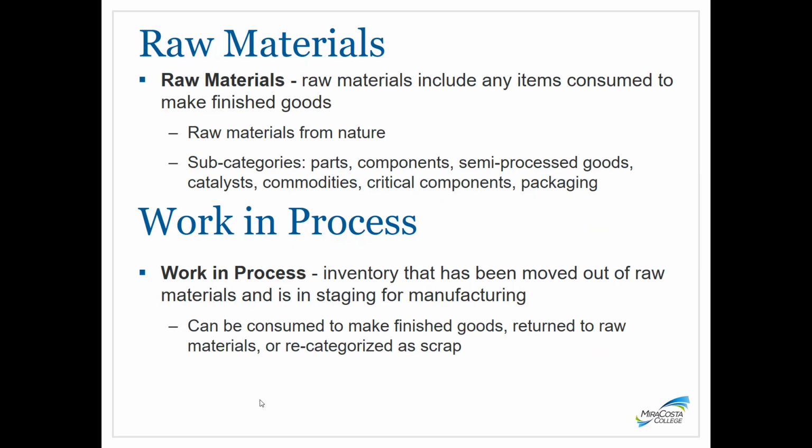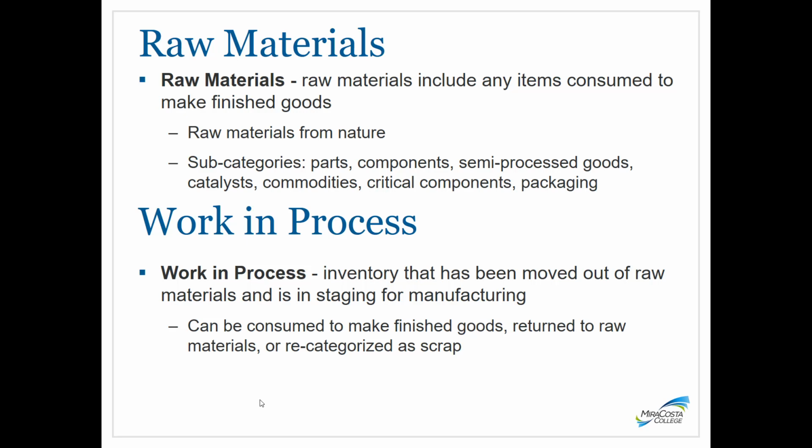Let's get into the inventory types. The first is raw materials, which include any items consumed or used to make finished goods. So raw materials can be those basic materials from nature like wood or fruits, but can also include subcategories such as parts, components, catalysts, commodities, semi-processed goods, etc. Now, work in process is inventory that has been moved and staged for manufacturing. Work in process is reduced as it's consumed to make finished goods in the manufacturing process or categorized as scrap. Another way to think about work in process is that it's not raw materials and it's not finished yet.